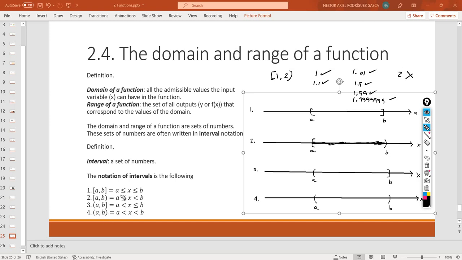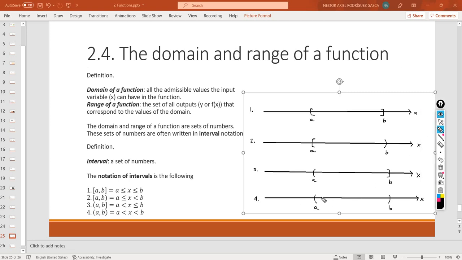Okay? These are other ways to see these symbols, and these are in geometric terms. Let me erase this. In geometric terms, this is what they mean, right? All the numbers from A to B, excluding A and B.